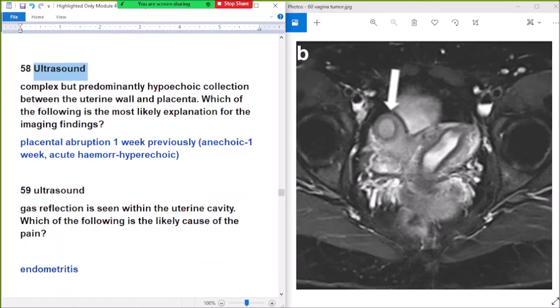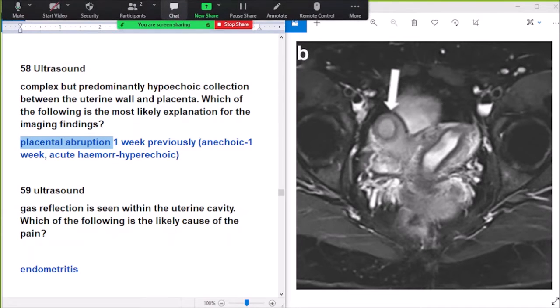58. Ultrasound shows a complex but predominantly hypoechoic collection between the uterine wall and placenta. Which is the most likely explanation for this finding? Placental abruption one week previously, because there's a hypoechoic collection between the uterine wall and placenta. So anechoic means one week old, acute is hemorrhagic. Since there's a hypoechoic, anechoic collection, it shows that placental abruption occurred one week previously.